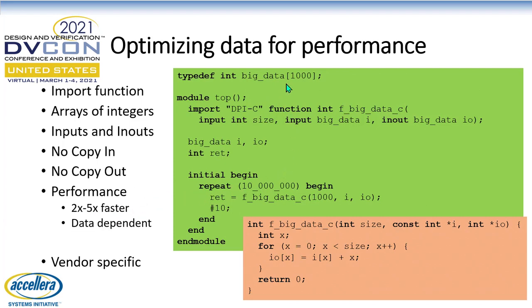So here's a case where we have this array of 1,000. We're calling over 10 million times, calling over to the C side. We have these handles, an input and an inout, and we're going to do some math on it. Now you might ask, well, wait a minute, how do I get answers back out of that call? Well, it's a little bit of a trick. Since it's an inout, we can get answers back out. So we're going to use the inout as a place to put the answers, as a place to get the output.